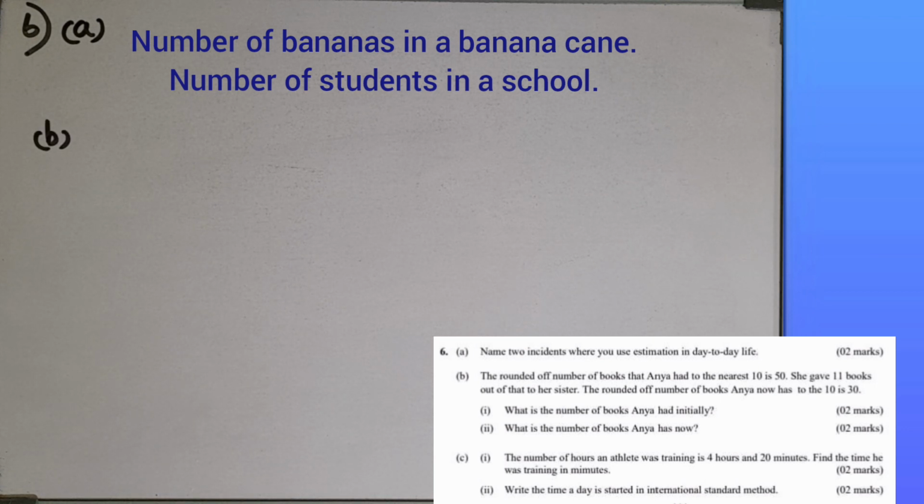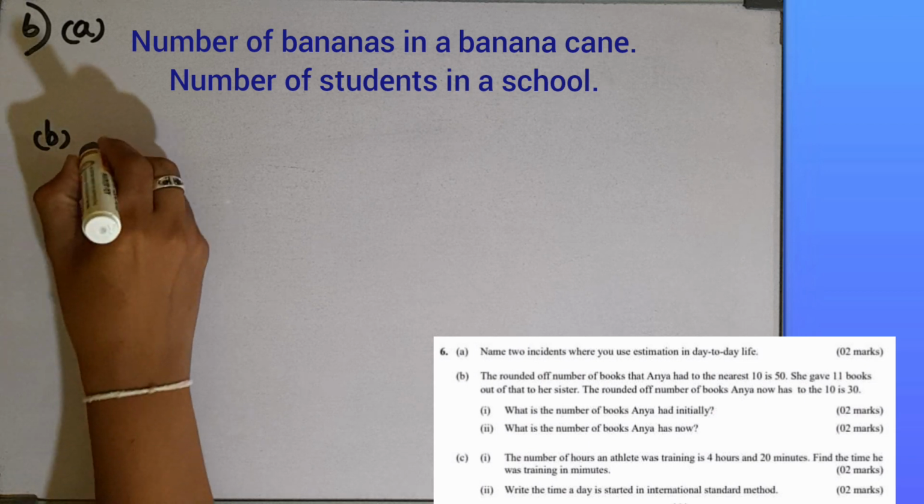B part. The rounded off number of books that Anya had to the nearest 10 is 50. She gave 11 books out of that to her sister. The rounded off number of books Anya now has to the nearest 10 is 30. First part. What is the number of books Anya had initially?